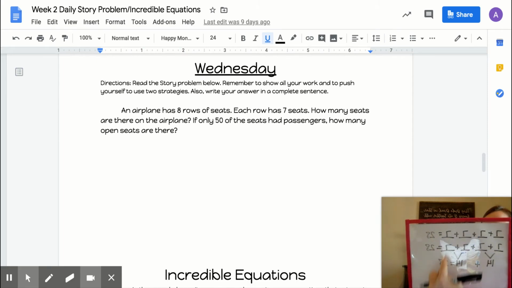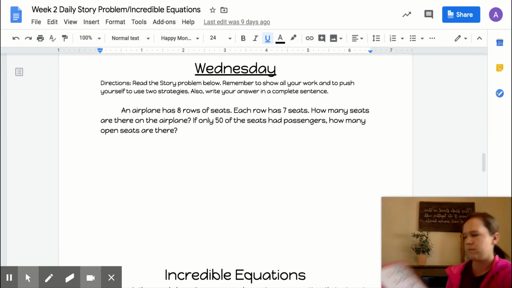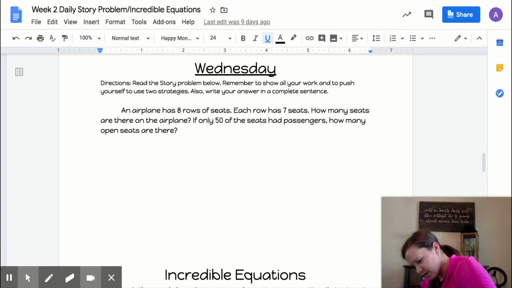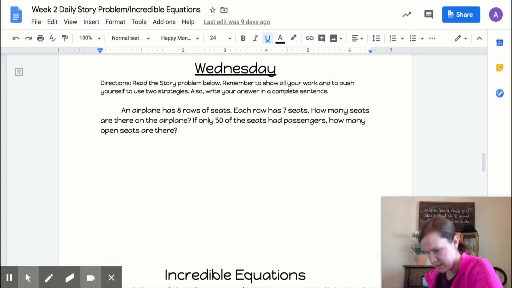So now I just need to add my 28 to 28. So now I'm going to say 28 plus 28 equals, I'm going to say 20 plus 20 equals 40. And then I'm going to say 8 plus 8 equals 16. I'm going to take those 2 sums and bring them together to get my product. So 40 plus 16 is 56.